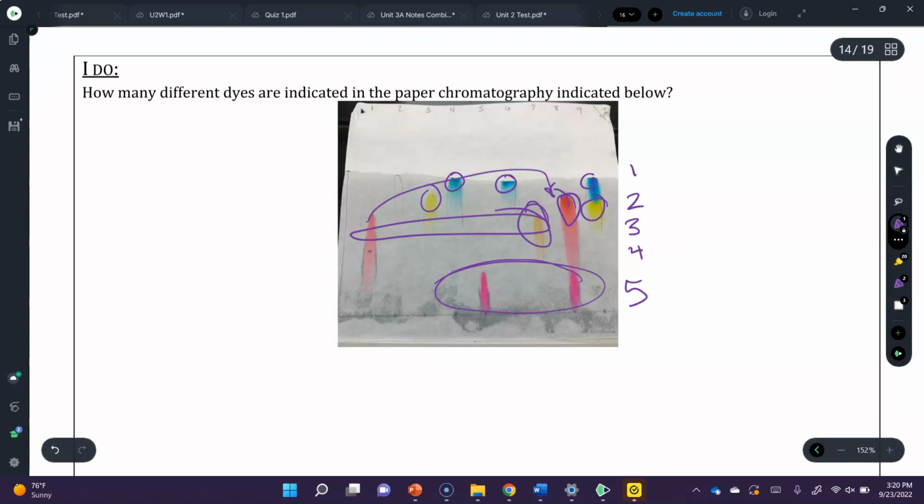This fifth one might be part of this, or it might be tied to this one. You would actually have to compare the rate of flow values for this.